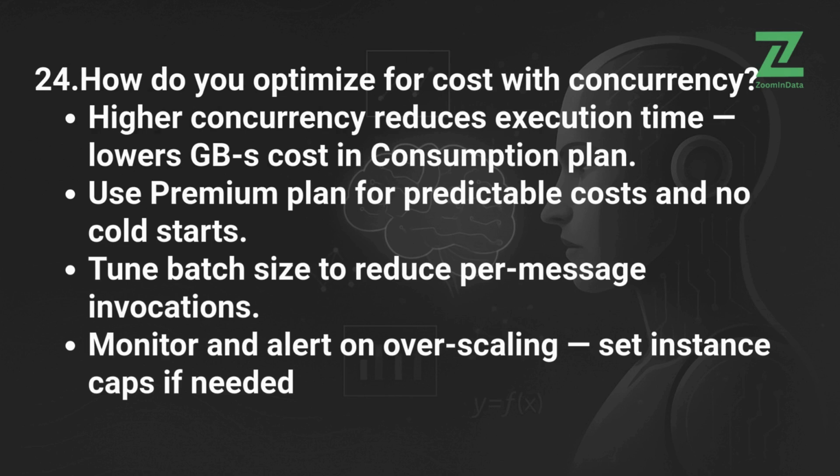How do you optimize for cost with concurrency? Higher concurrency reduces execution time and lowers GB-second cost in the Consumption plan. Use the Premium plan for predictable costs and no cold starts. Tune batch size to reduce per-message invocations. Monitor and alert on overscaling. Set instance caps if needed.